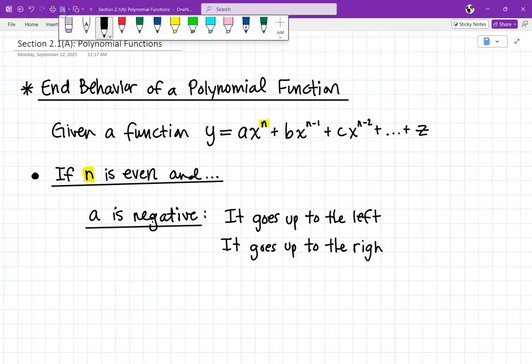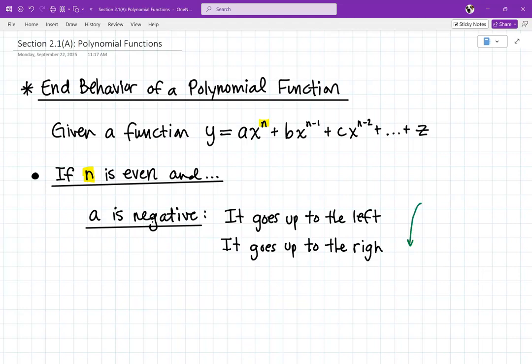Now, how can I show this to you? Well, there's the function x squared. You guys know it, right? If it's a negative x squared, it looks like this. Or we can even say negative 2x squared will look like that.